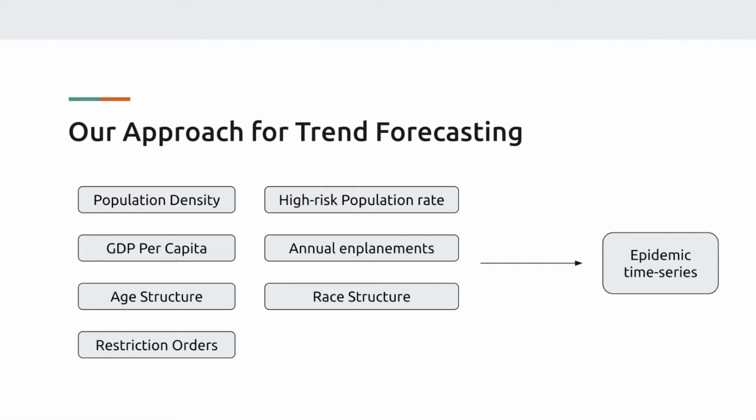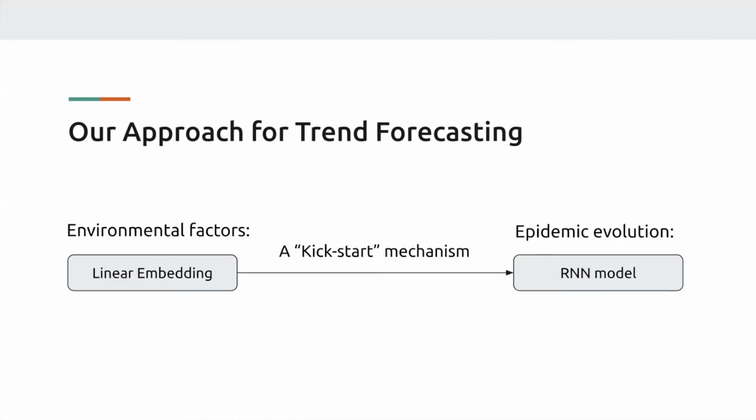We also have high-risk population rate. We have annual employment, which describes the airline traffic feature of a certain state. We also have the risk structure, which is the different risk distributions among states. All of these environmental factors are fitted into the epidemic time series in the following structure. We choose linear embedding to distributedly represent the environmental factors. We choose the RNN model with a sliding window size of 5 to model the epidemic evolution. To connect these two, we use the Kickstarter mechanism, which is described later.